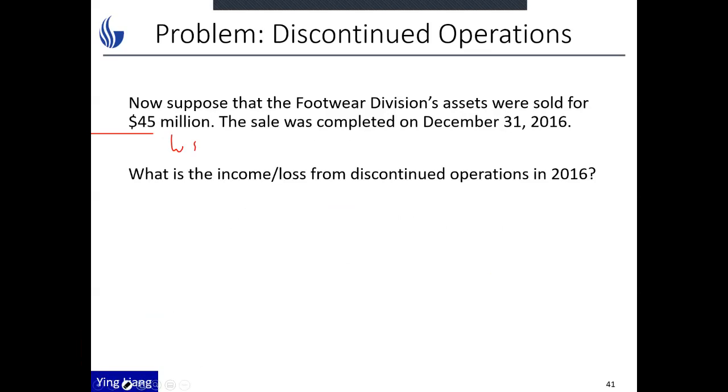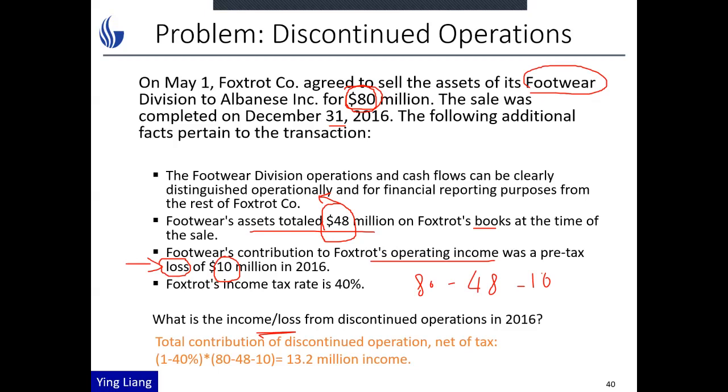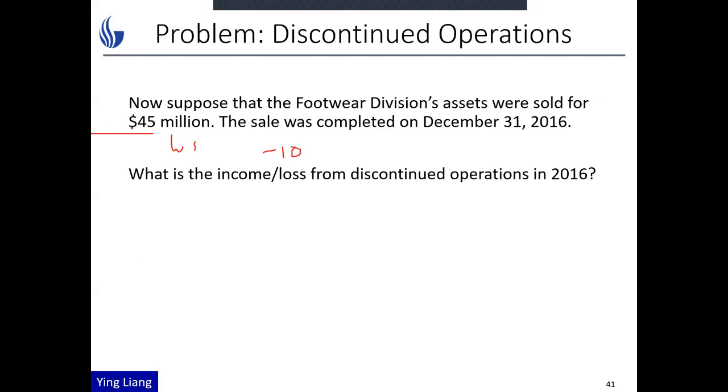Now the sale was completed as well, so it's also a component already sold. What is the income/loss for discontinued operations? Now we have a loss on sale. We also have this part, operational income, also a loss of $10 million. So loss must be loss. 10, right, minus 45, actually minus 3, because you know the difference is 3. So just minus 3, then total is minus 13.